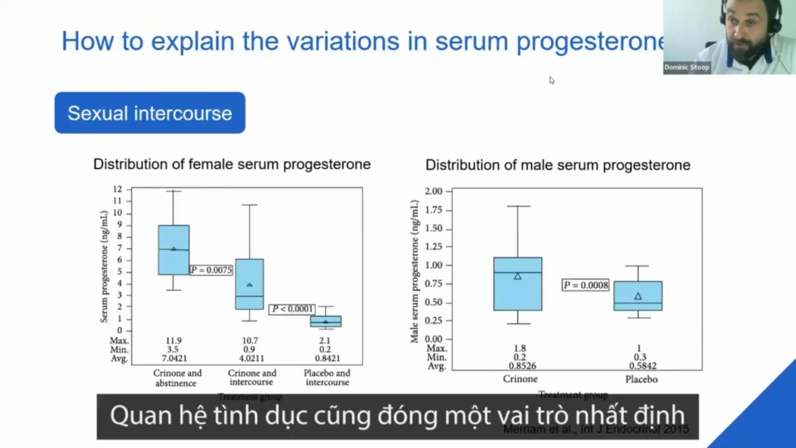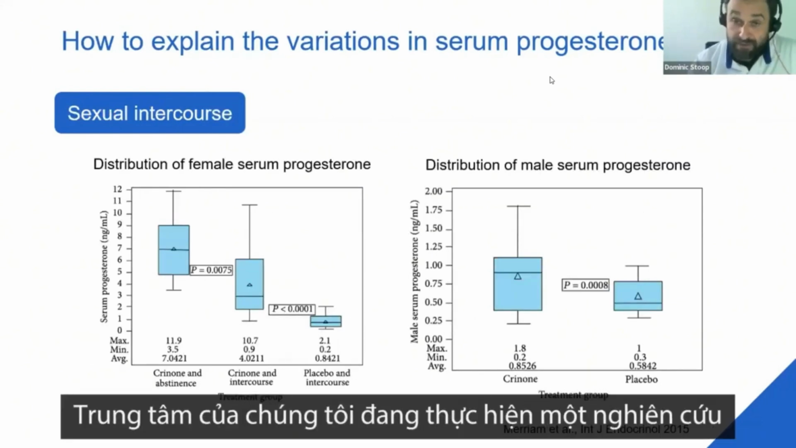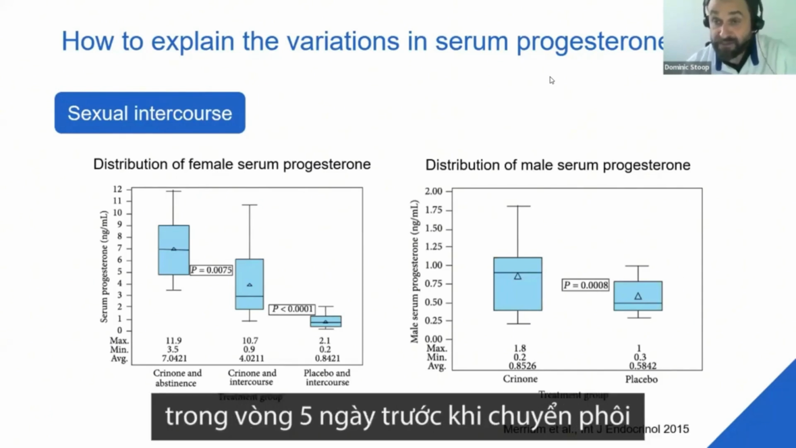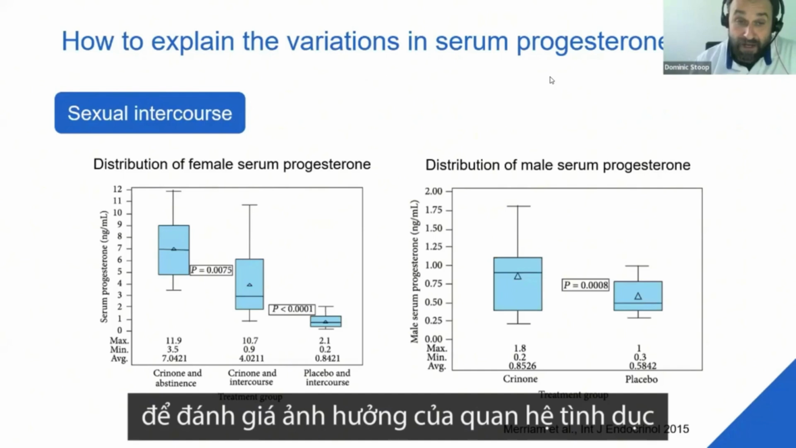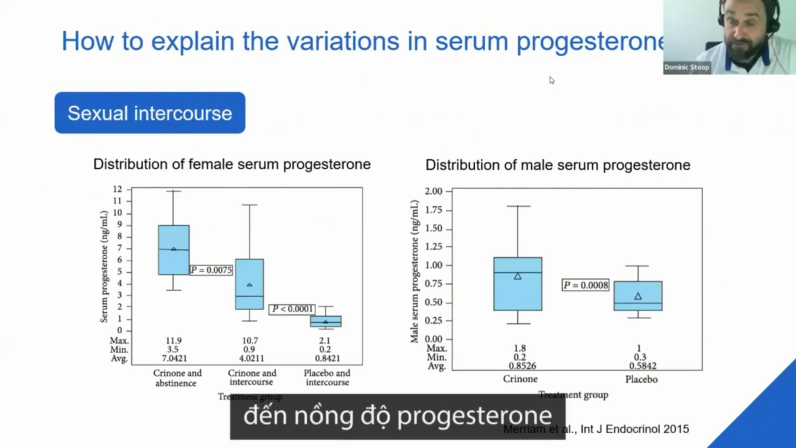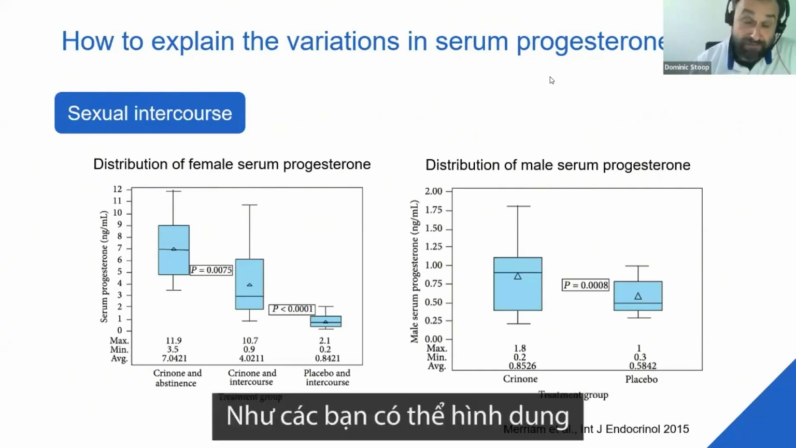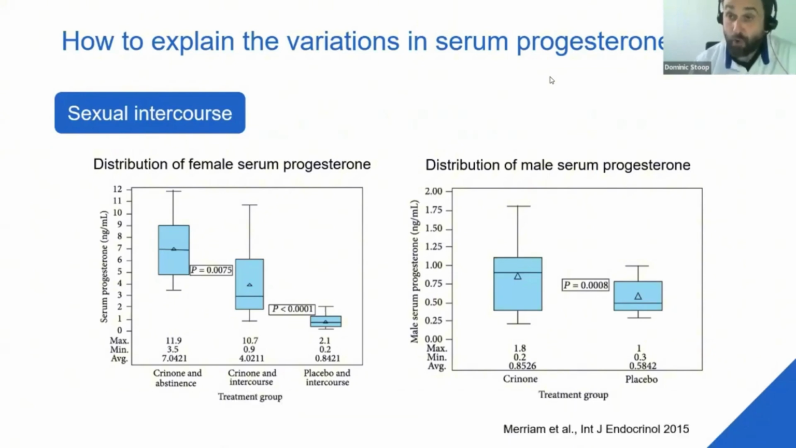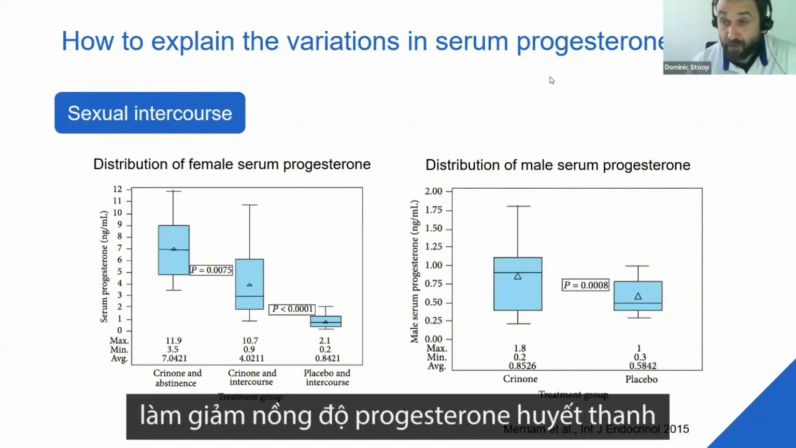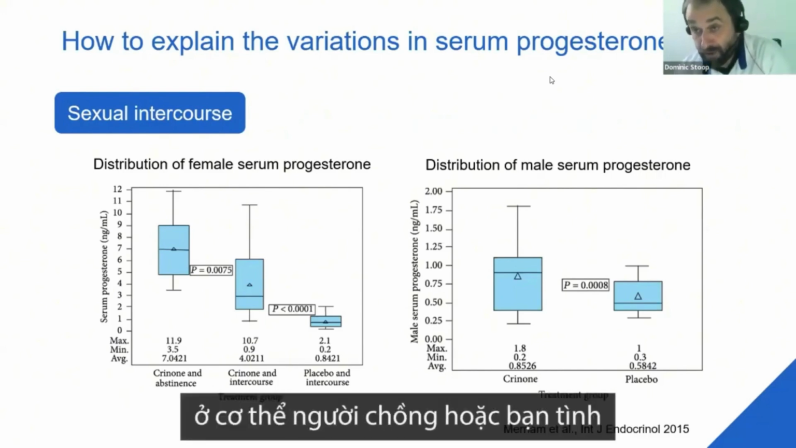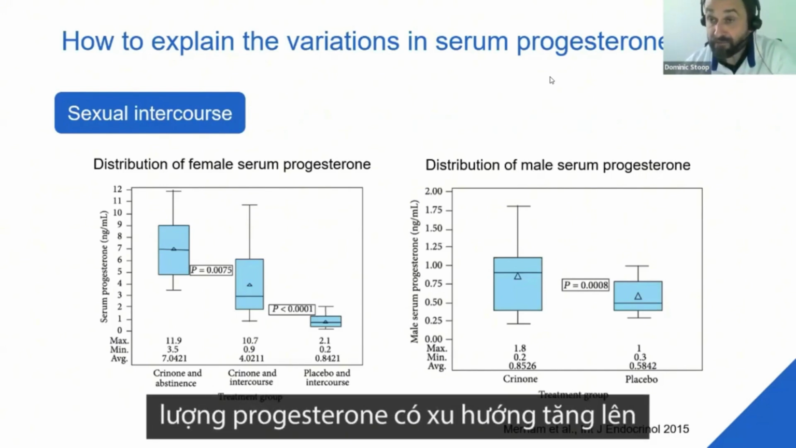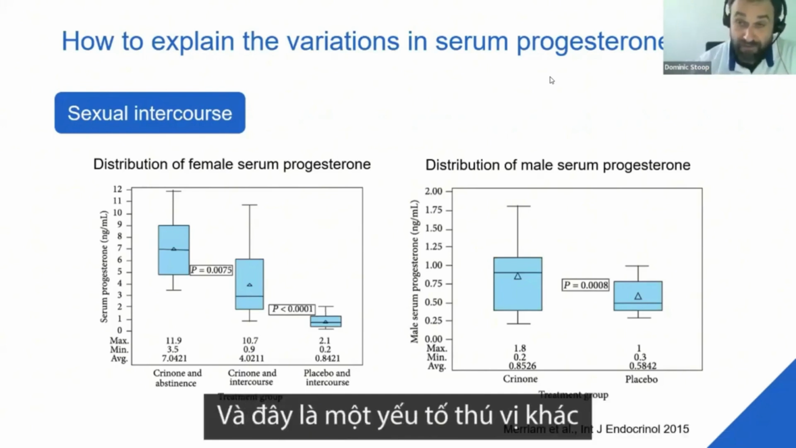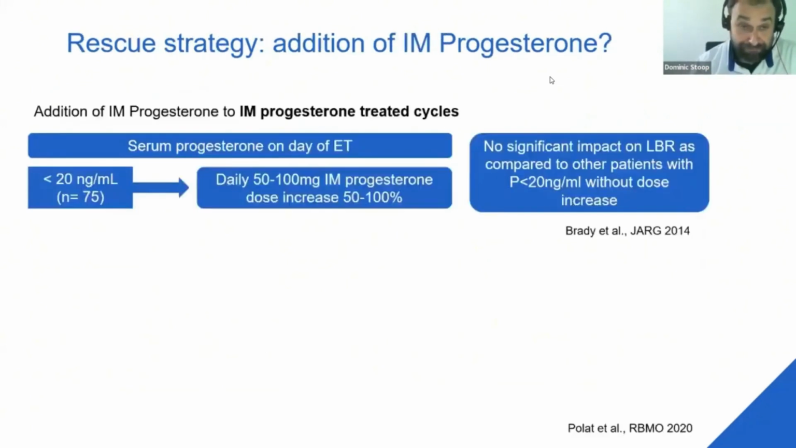Sexual intercourse also plays a role. Now in our center we are doing a study where people record their sexual activities in the 5 days before blastocyst transfer in order to see how this affects the progesterone levels. And as you could, of course, assume with vaginal progesterone, sexual intercourse will remove some of the progesterone, lowering serum progesterone concentration. While if you check the partner, then progesterone in his body, of course, tends to go up because basically he's taken that away from his partner. So this is another unexpected variable.